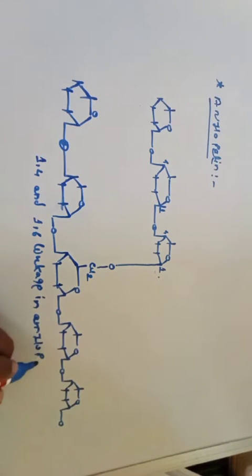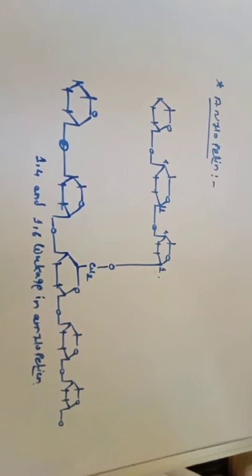So amylose and amylopectin are the constituents of starch. One is branched, another is linear. Amylose is a linear polysaccharide, and amylopectin is your branched polysaccharide. So it contains both 1,4 linkage as well as 1,6 linkage.